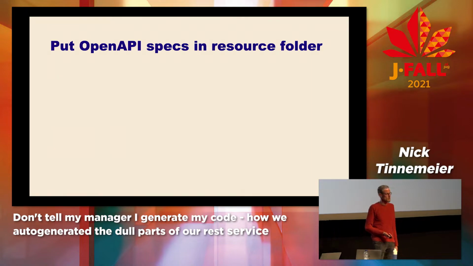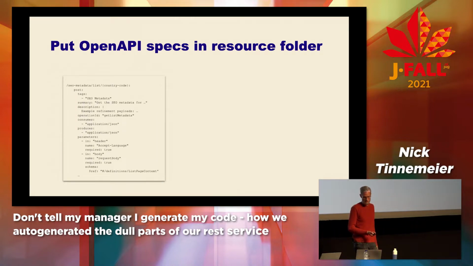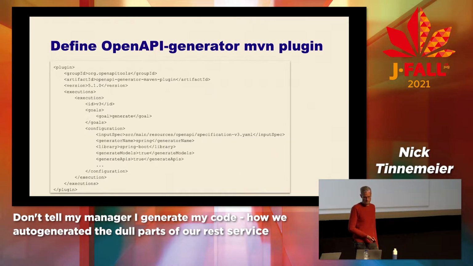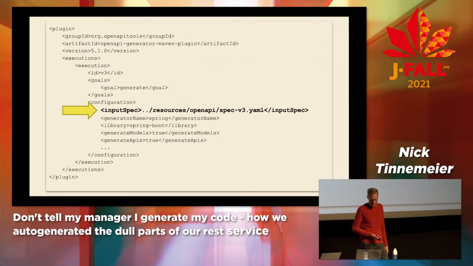So how does that work? Well, you have to do two things. First off, you have to put your OpenAPI specs in the resource folder. Yes, like this. And then you have to define the OpenAPI Maven plugin. It also comes as a Gradle plugin, if you like, but we use Maven, so there it is.